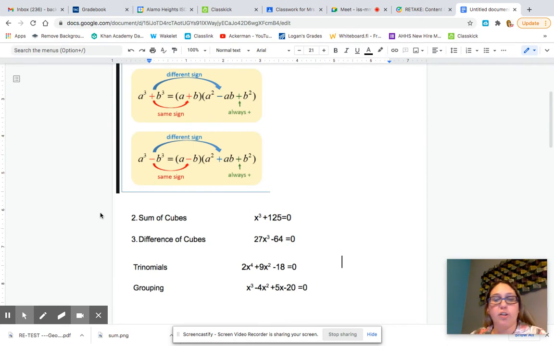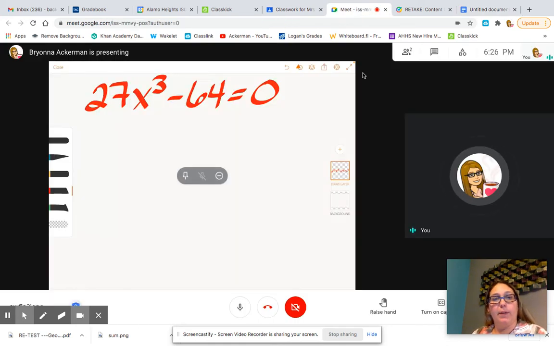Okay, so we're now going to do difference of cubes. Remember, right here, it's got to be set up as something cubed minus something else cubed. Once it's set up correctly, then you just plug it into this formula, this rule right here. So I did decide to pick one that was a little bit harder, okay? So in this case, there's numbers in front of both.